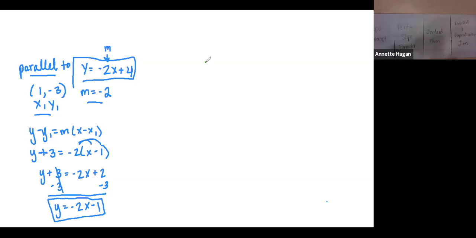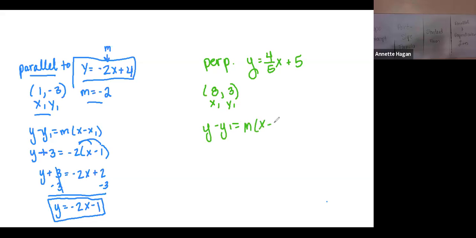All right, the next one we're going to do is write the equation of a line that is perpendicular to y equals 4/5 x plus 5 and passes through the point 8, 3. I got to think about this one. Okay, so we have our point, we have our x1, y1. And so we can go into point slope form, but the problem is we need our slope. So, well, what is my slope? Well, they've given me some important information. They said it's perpendicular to this line. This line has a slope of 4/5.